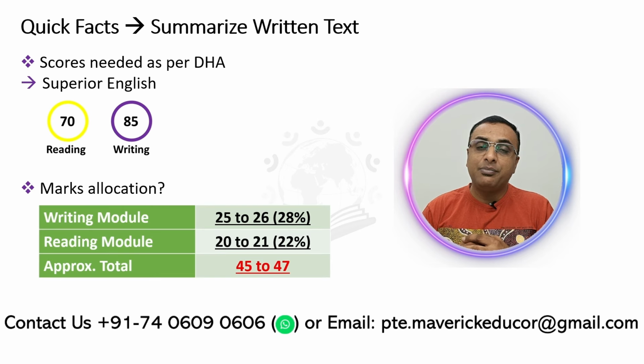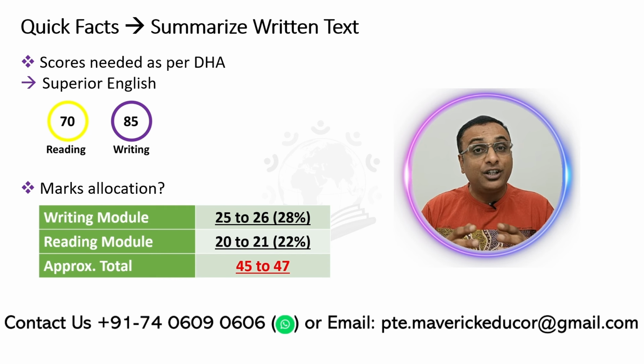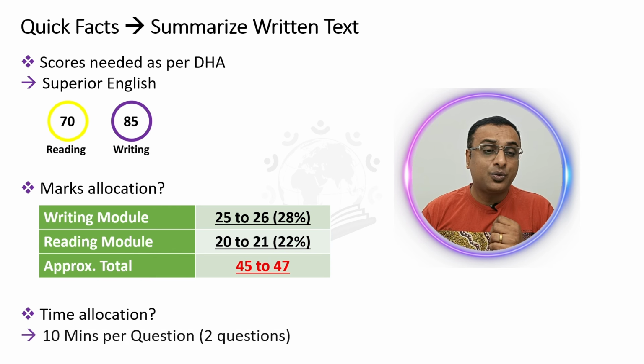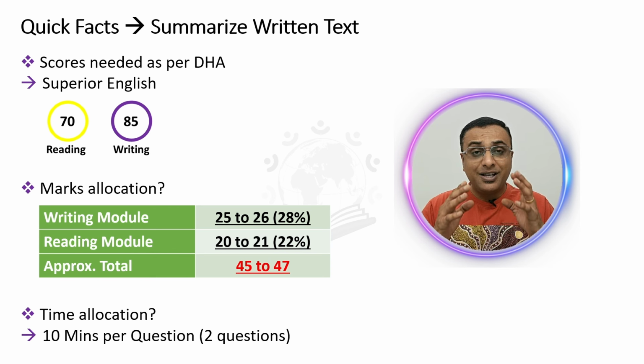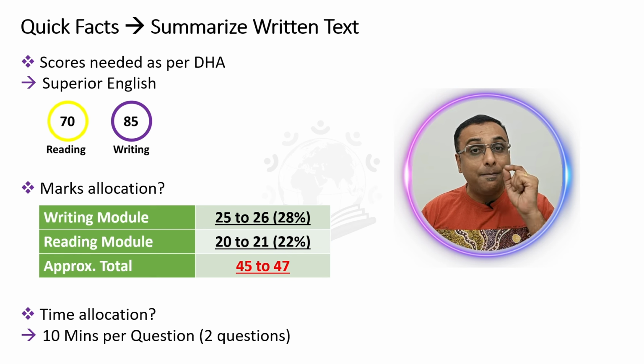You would get anywhere between 25 to 26 marks for writing module and for reading module between 20 to 21 marks. If you combine them both, you would get anywhere between 45 to 47 marks only for summarized written text question. Moving on, the time allocated for summarized written text question. You would get 10 minutes per question. So you will get 2 questions in your exam, which will give you 20 minutes to complete your summarized written text question. So 10 minutes per question.